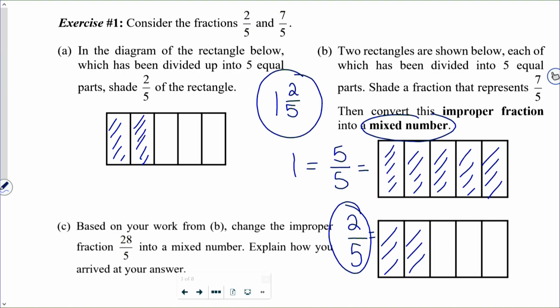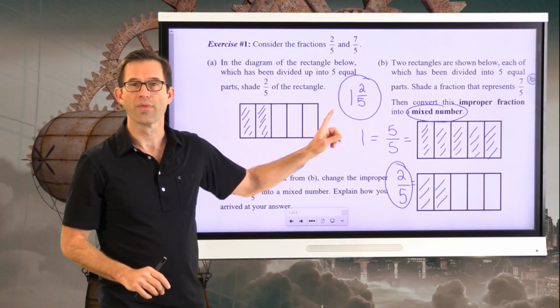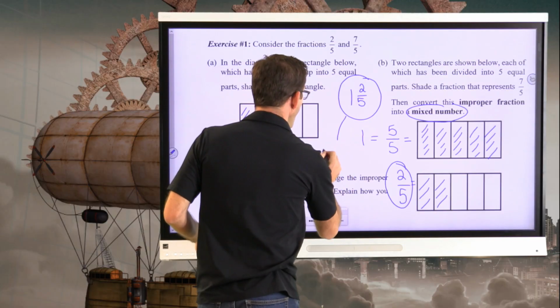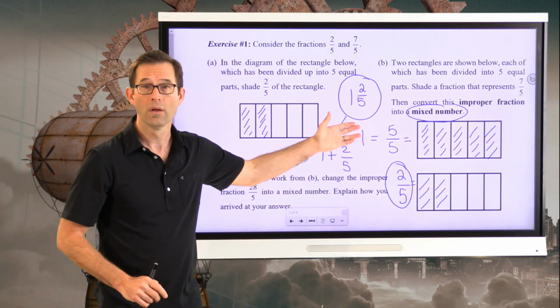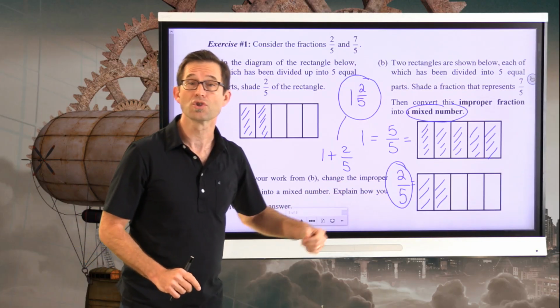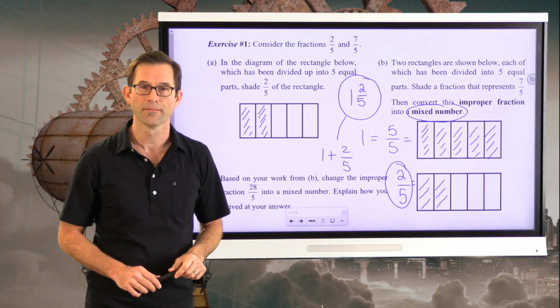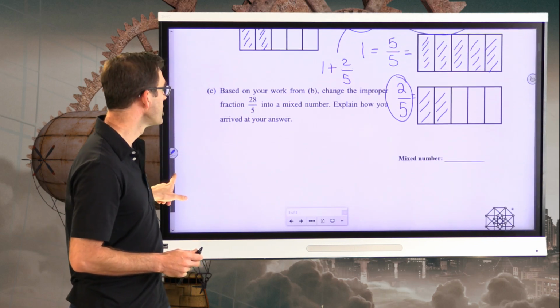Now it's a little tricky because it's kind of like you've got 2 numbers sitting beside each other, the number 1 and the number 2/5. But really this is 1 plus 2/5. We've got a whole 1 plus an additional 2/5, but we write it like this, which can actually be a little bit confusing. Now, based on all of this, let's take a look at letter C.